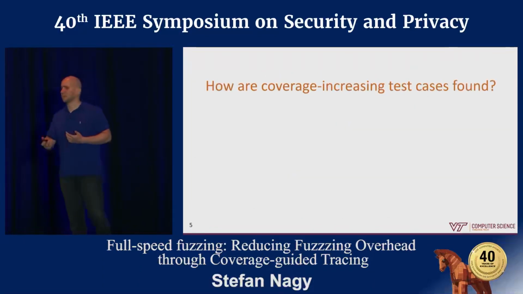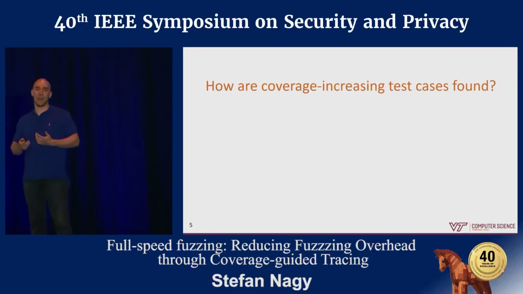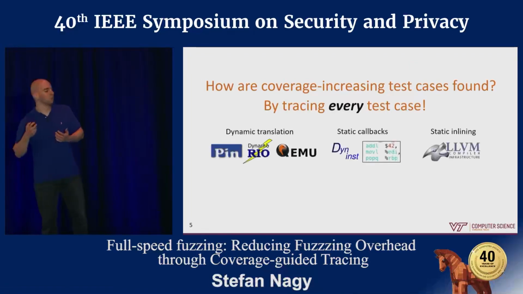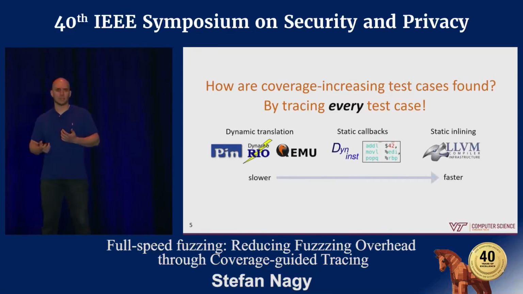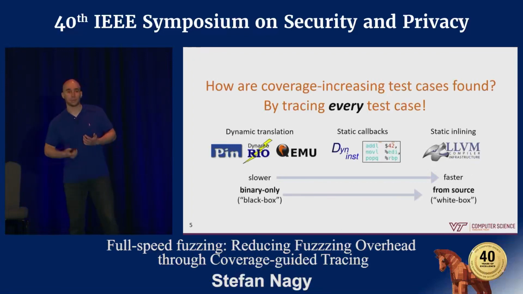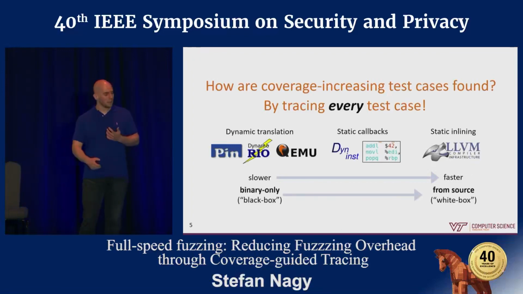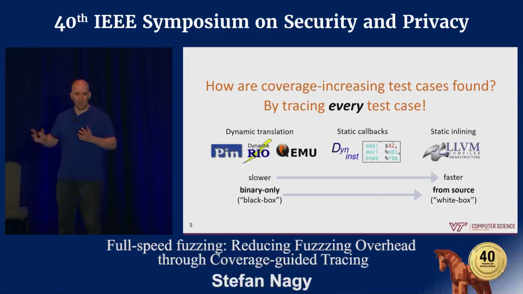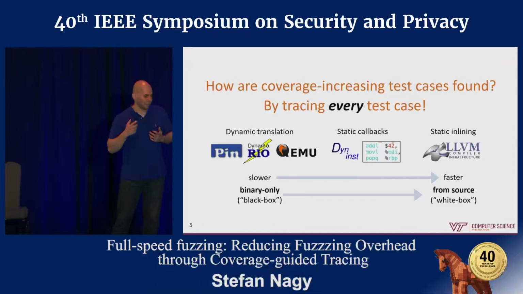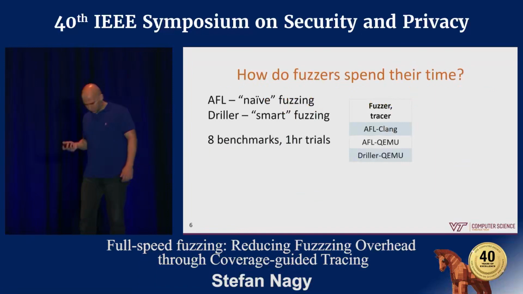So our first question going into this project was, how are coverage increasing test cases found? And the answer is fuzzers trace the coverage of every single test case. And they do this through instrumentation inserted either dynamically or statically. And generally, any kind of dynamic instrumentation is far, far slower than any kind of static instrumentation approach. But another limiting factor is the availability of the program source code. So you're able to instrument these white box techniques, which we see as encompassing compile and assembly time instrumentation. That's generally much, much faster than any kind of binary-only or black box approaches we refer to in the paper.